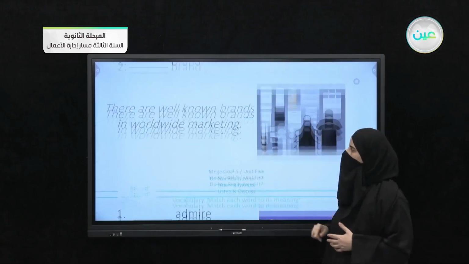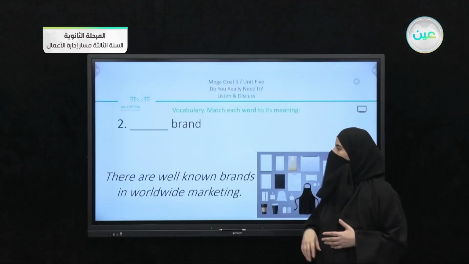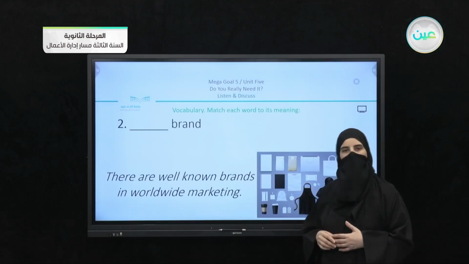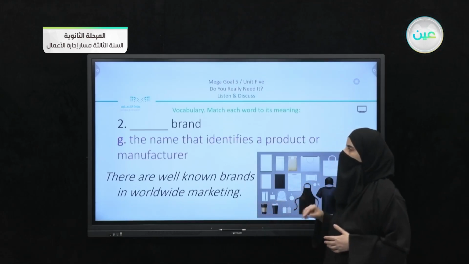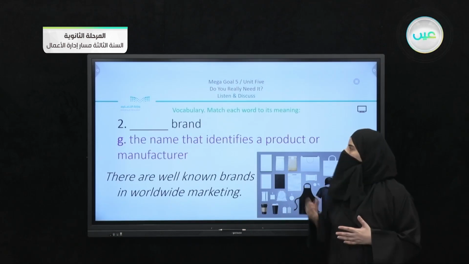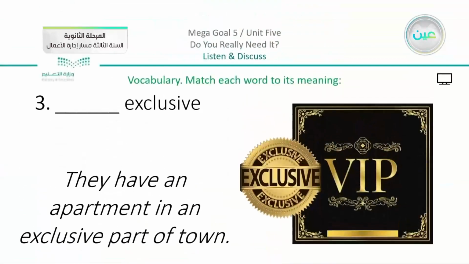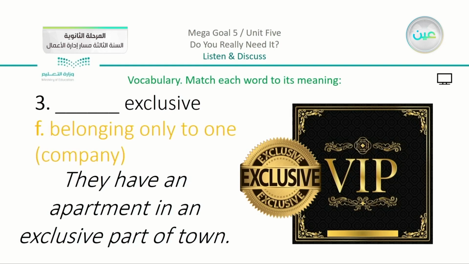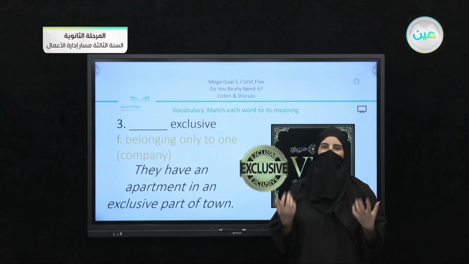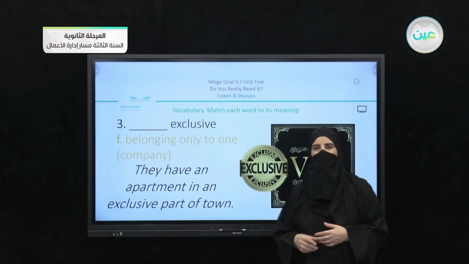The second word was brand, and we know that there are well-known brands in worldwide marketing, and we did agree that we have G, which is the name that identifies a product or manufacturer. Then we have in 3, exclusive. Now we said exclusive is something which is close to being special or something VIP. Now we have here the example, they have an apartment in an exclusive part of town, and we agreed that the answer is going to be F, belonging only to one, and we can say, for example, in a company.